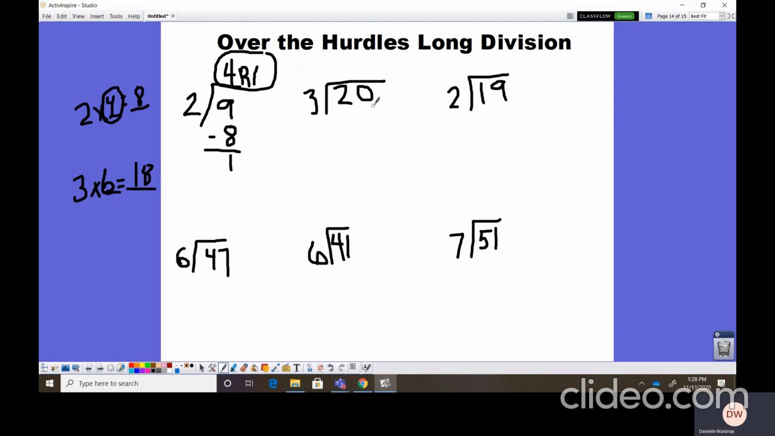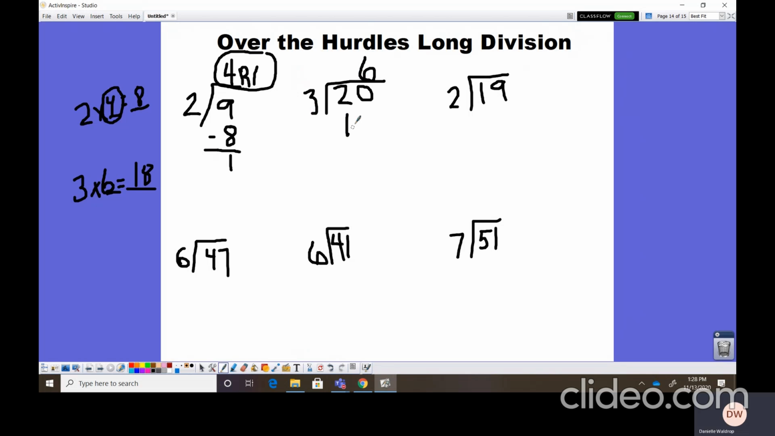So when you have a 2-digit dividend under the box here, remember, you have to put your 1-digit answer on top of the ones place. So this 6 that we got is going to go on top of the 0. And then I'm going to say 3 times 6, which I just did.